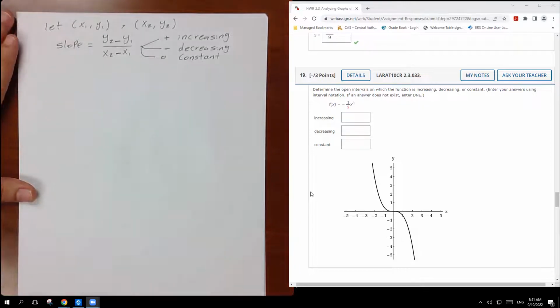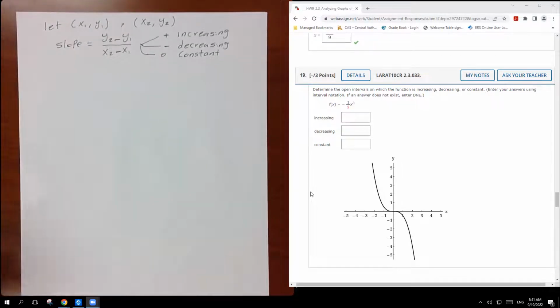So let's check example 19. They ask you for this function, here's the graph. So I'm not going to care about this one. Don't confuse yourself. We have the graph for this function. We need to find where it's increasing, where it's decreasing, and where it's going to be constant. So check here. The turning point for this graph is going to be this point, which is the point 0, 0.